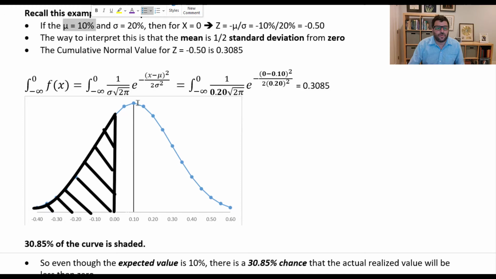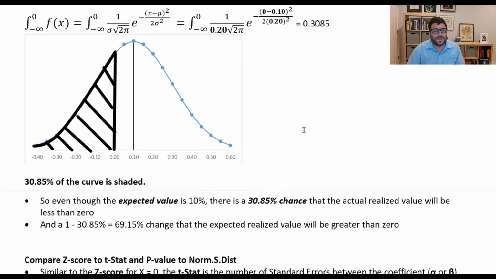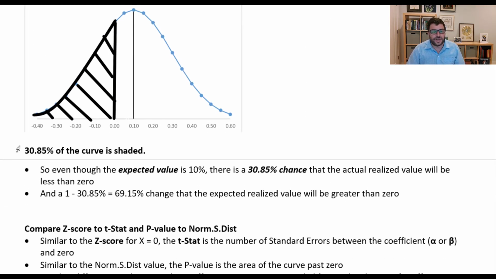Well, let's take a look. We use the cumulative normal distribution function, the NORM.S.DIST function in Excel, and we get 0.3085. And this is also this integration. I can plug it into this goofy function and integrate, but of course, it's in Excel, so we don't bother. What this means is that 30.85% of this curve, remember the area under this curve is 1, is shaded. So even though I expect a 10% return, there's a 30.85% chance that the actual value will be less than 0, and a 69.15% chance that it will be greater than 0.